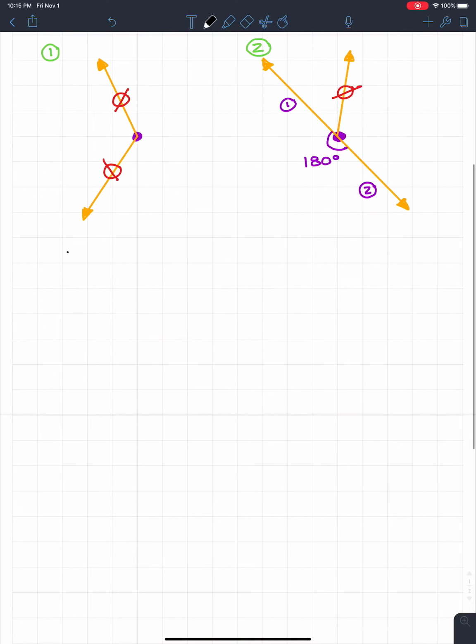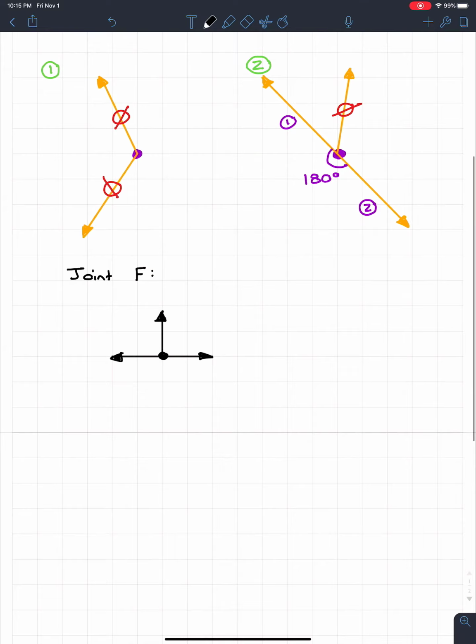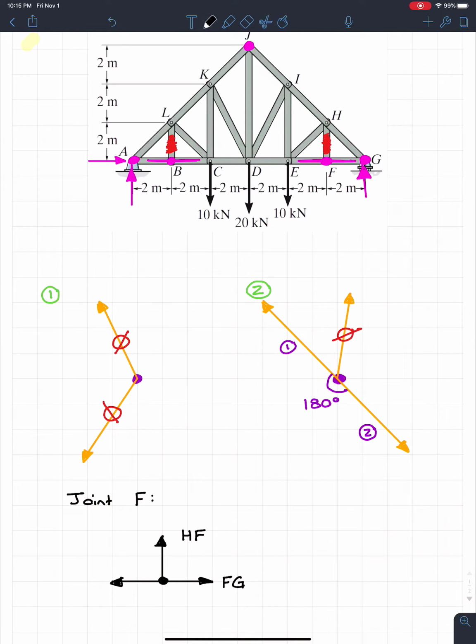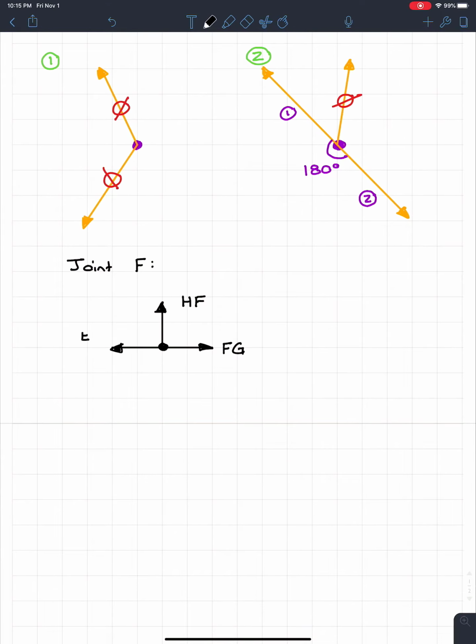So if I look at joint F, I'm drawing the point right here. I know I got 2 members that come out collinear with each other, like this. And then I got the third member going straight up. So I'm just going to label these real quick. I got FG on the right. I got HF on the top. And then I got EF on the left.